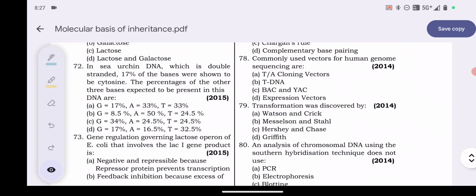यहाँ पर देखो 72. In sea urchin DNA, which is double stranded, 17% of the bases were shown to be cytosine. The percent of the other 3 bases expected to be present in the DNA are. Same sea urchin of DNA दिया गया है, 17% बेस हो गया साइटोसिन. साइटोसिन कितना हो गया 17%. तो यहां पर क्या होगा, सेम चार्गाफ रूल यूज करो.